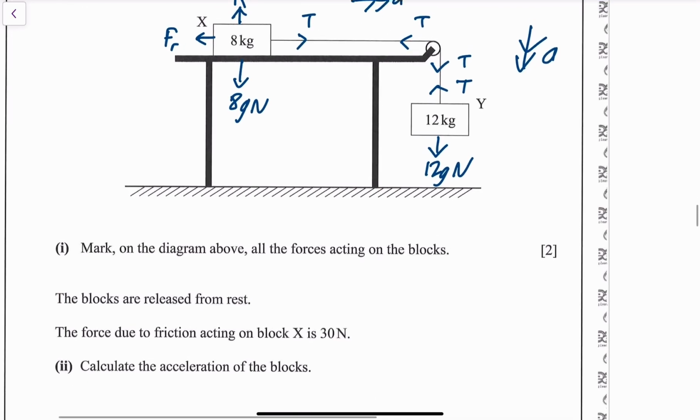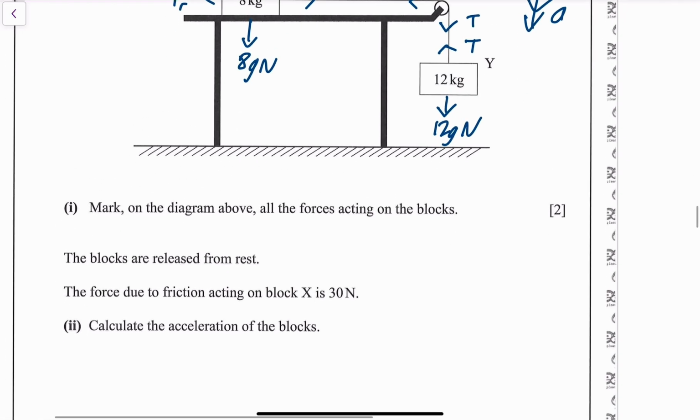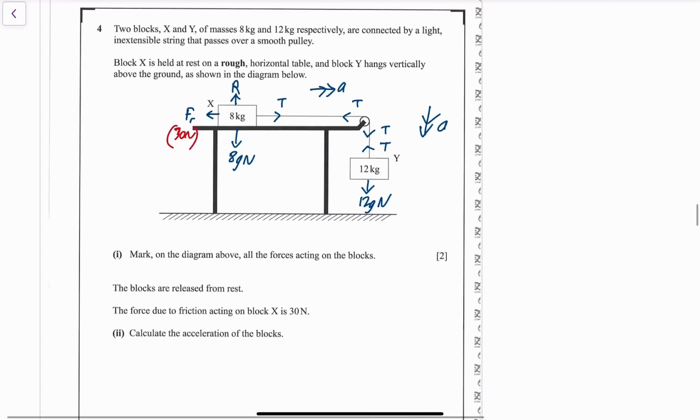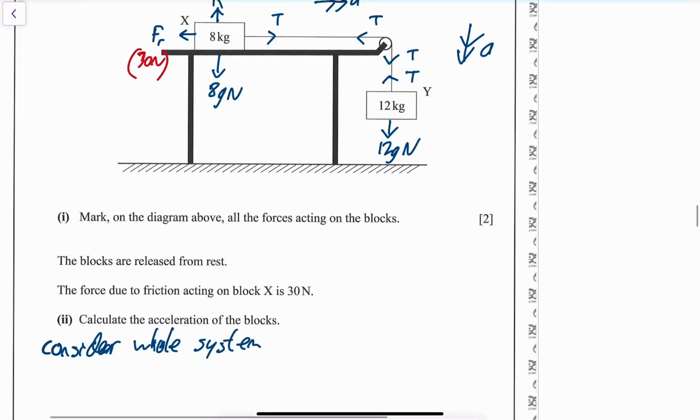Okay, the force due to friction on the block is 30. So calculate the acceleration of the block. Okay, right. So we know the friction is equal to 30 newtons. For the next bit, calculate the acceleration of the block. Right, can we just about see that diagram? What we're going to do is consider the whole system, and we're going to use F equals ma.